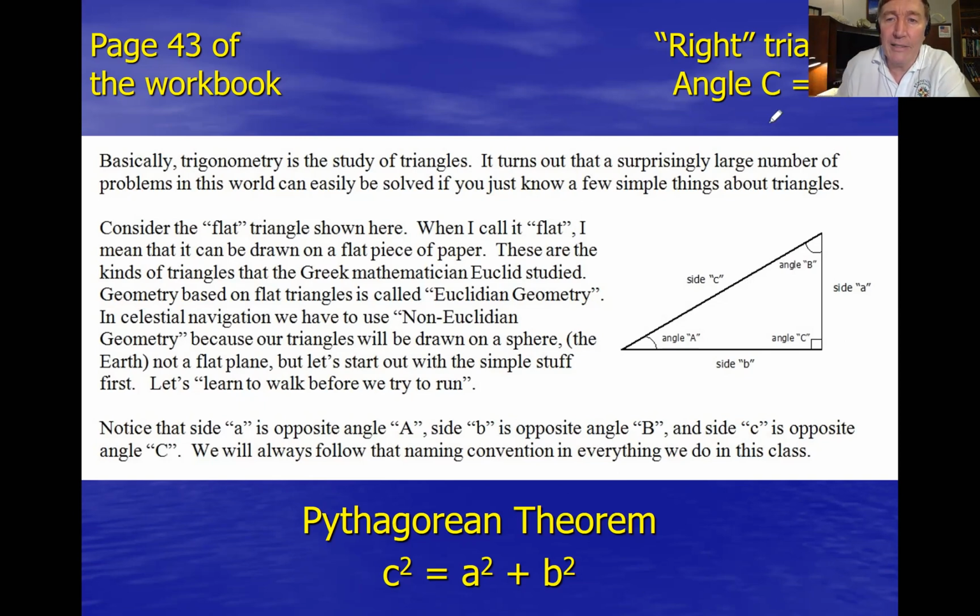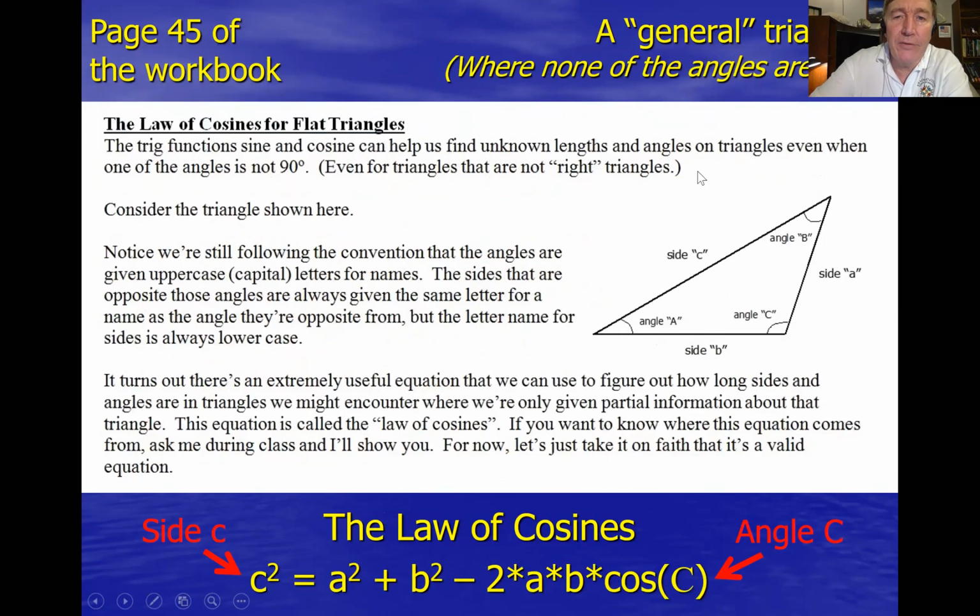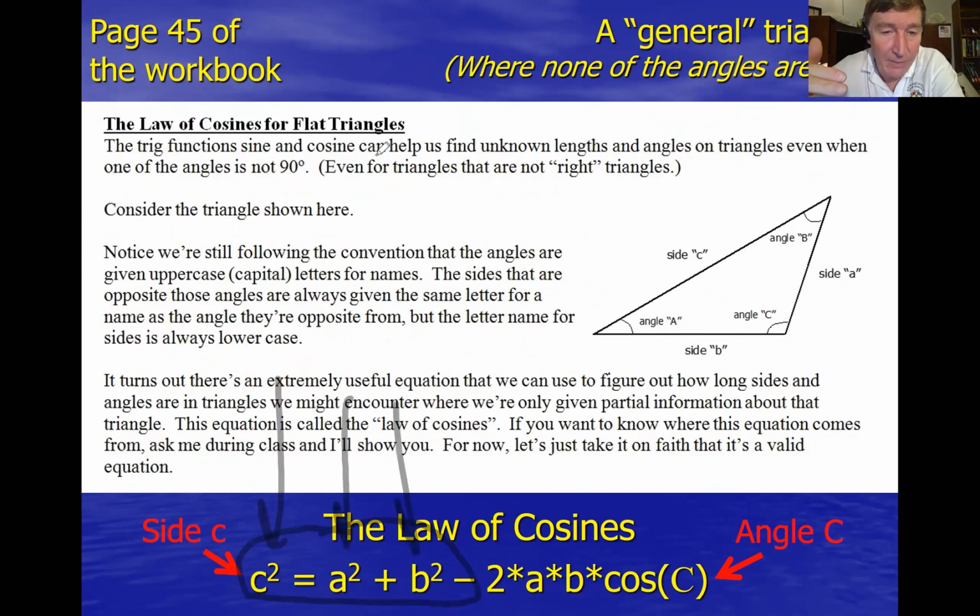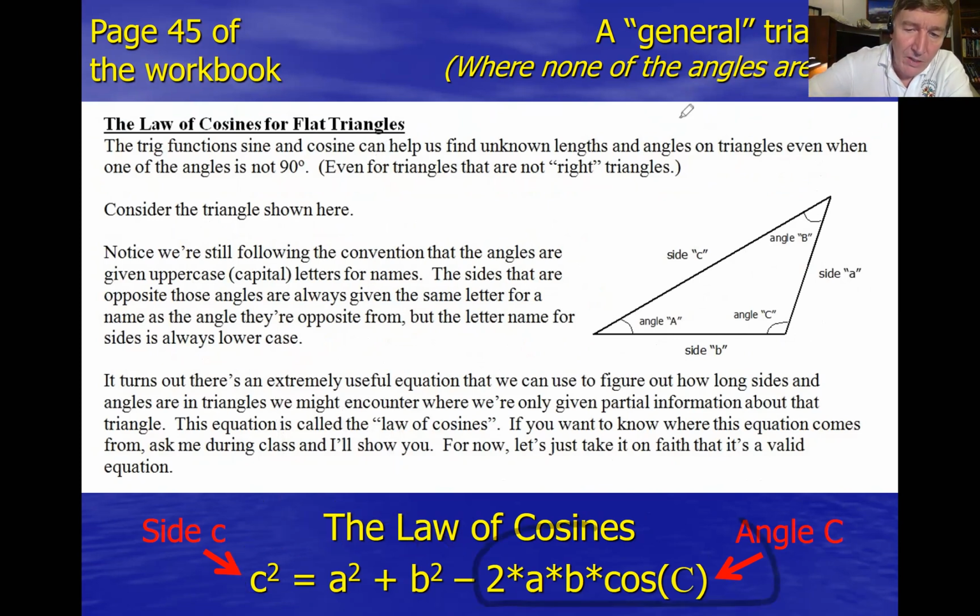What if it's not a right triangle? Well, it turns out that there's another equation which starts off looking exactly like the Pythagorean theorem. Notice it's c squared equals a squared plus b squared. So that's exactly the same as what we had before. But this time we've got this additional term right here, which corrects for the fact that it's not a 90-degree angle. I mean, you look right here, see this angle right here, not 90 degrees.